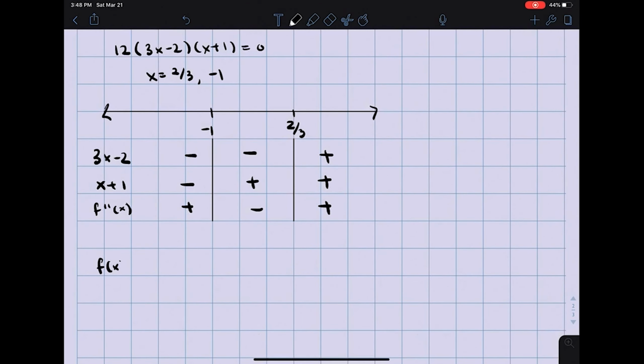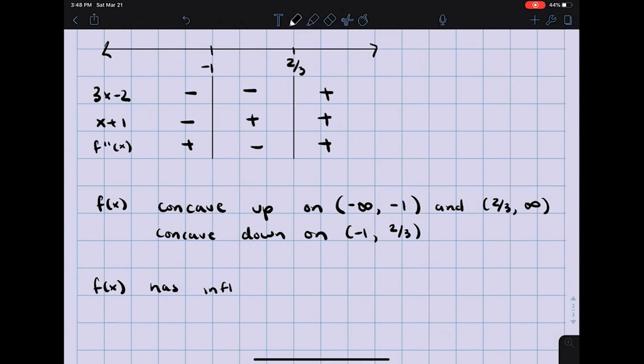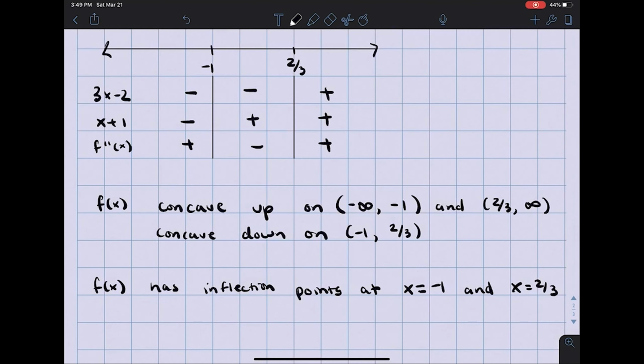From this chart, we see that from negative infinity to negative 1 and 2/3 to infinity, f must be concave up because f double prime is positive. Similarly, from negative 1 to 2/3, f must be concave down because f double prime is negative. One of the other consequences of our work is that we've confirmed that both negative 1 and 2/3 must be inflection points as the concavity changes on either side of them.